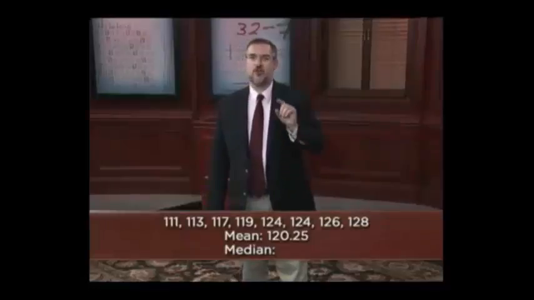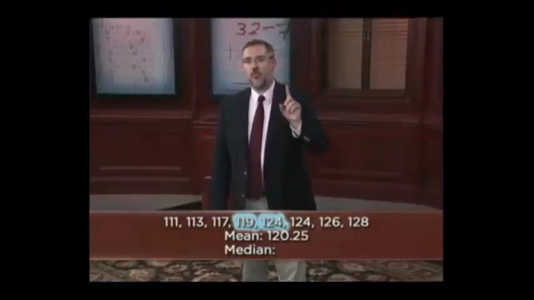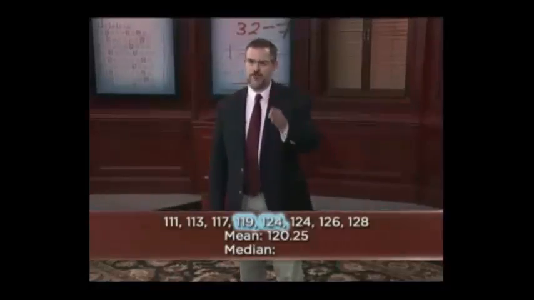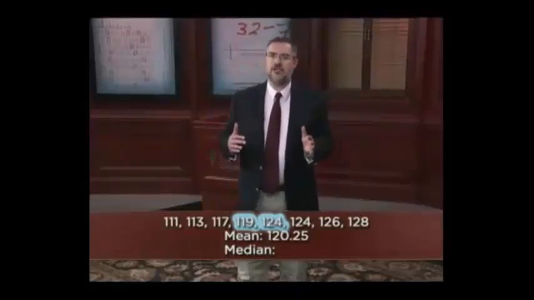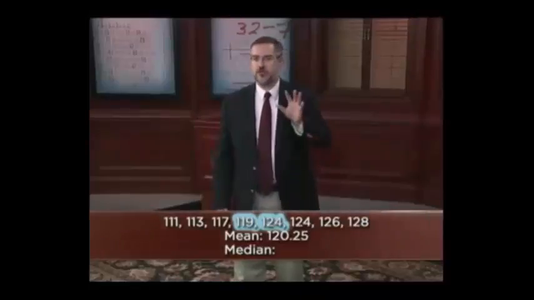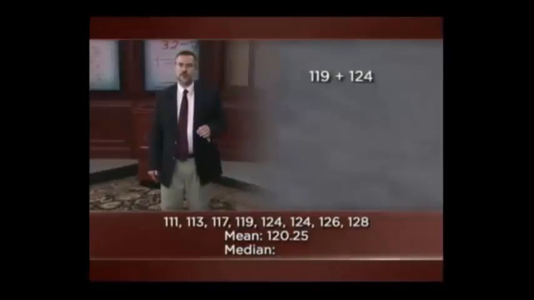In this case, that's the 119 and the 124. They're basically the 4th and 5th elements of our list. And now to find the median, I actually have to take the average of 119 and 124. Now to find the average of those 2 numbers is pretty straightforward. I add the 119 and the 124 together.